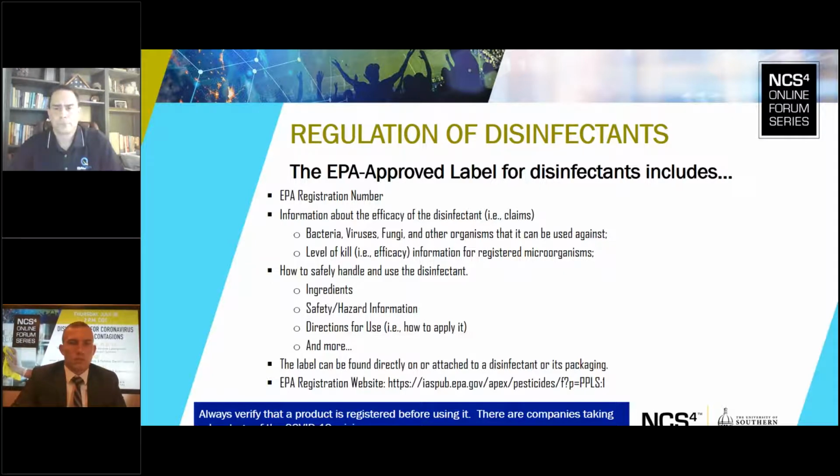And the EPA approved label gives a huge amount of information about the product, including the efficacy against various pathogens and the level of kill for those various pathogens. So in other words, it lists all the pathogens that disinfectant can be used against. And then it also gives a lot of information about the ingredients that are in that disinfectant, safety hazard information, directions for use, and even a lot more. This is a pretty complex topic about what's actually on a label of an EPA approved disinfectant, but I definitely encourage you to really pay attention to what's on the label before you purchase and use a disinfectant.